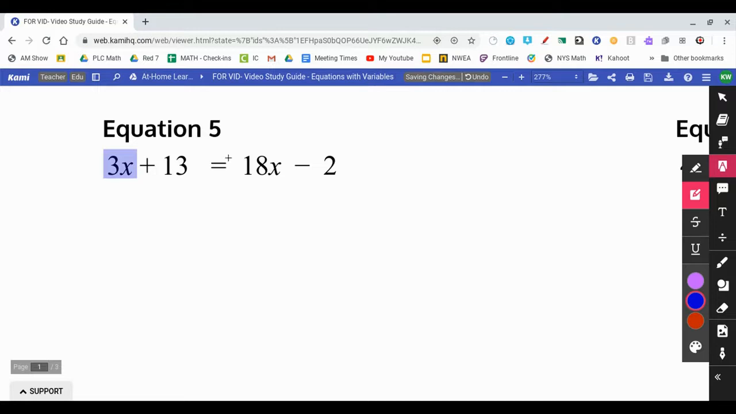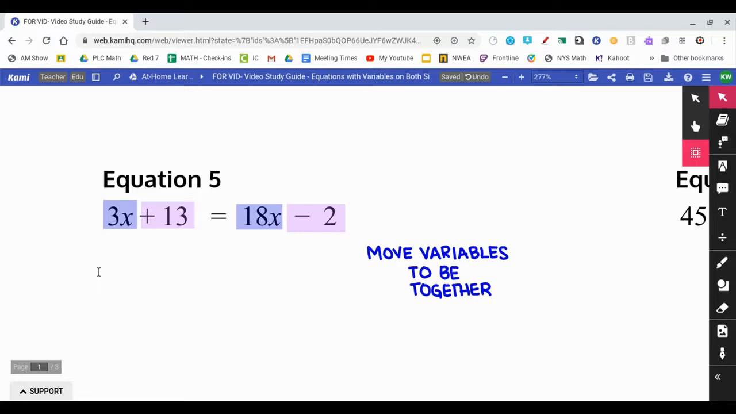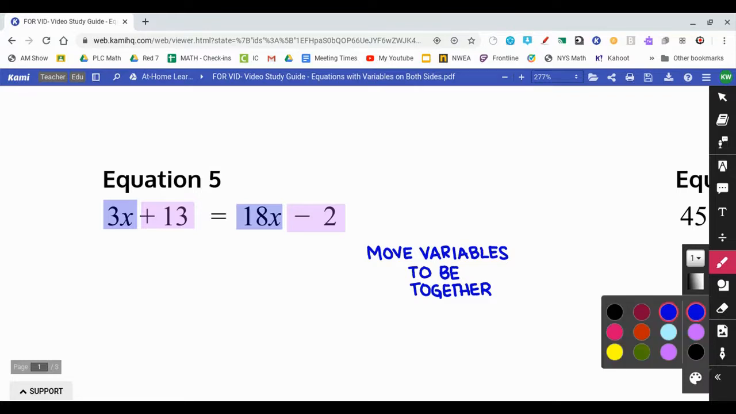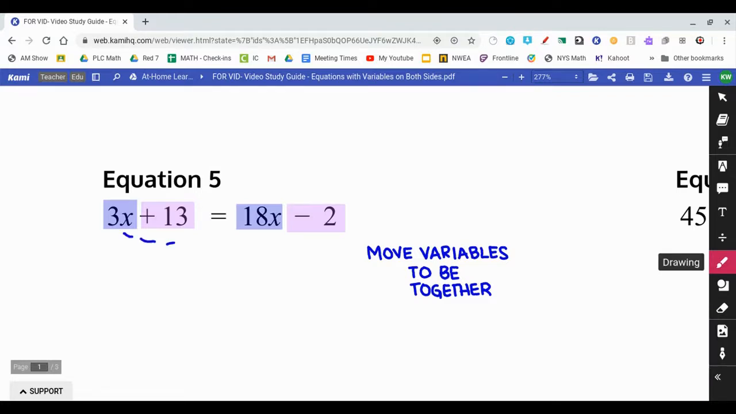Equation 5 is another example where both sides of the equation have terms with variables, but both sides of the equation also have constant terms. Your first step should be to move the variables so they're together on the same side of the equation. I usually find the variable with the smaller coefficient and I move that variable over. The reason I do this is because you avoid a lot of negatives, and it's really easy to make a mistake when you're dealing with negatives.